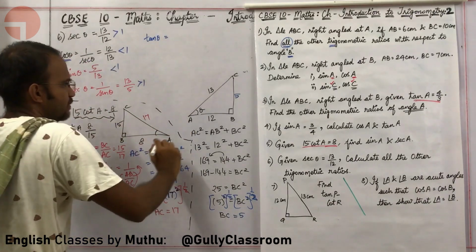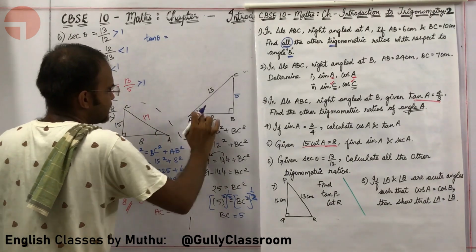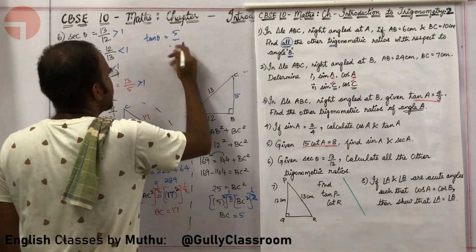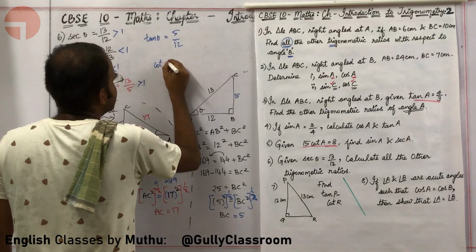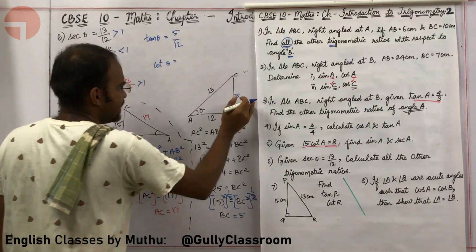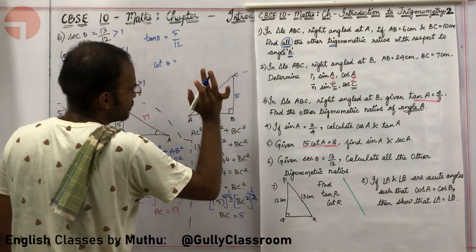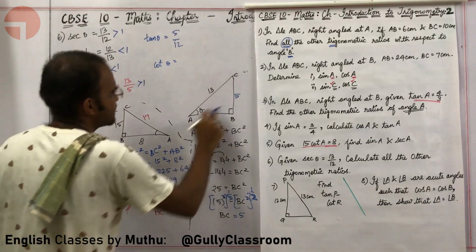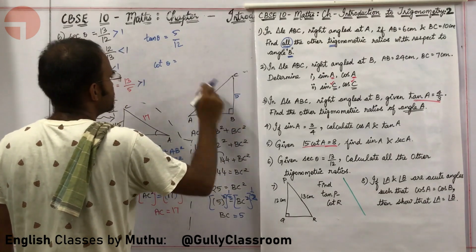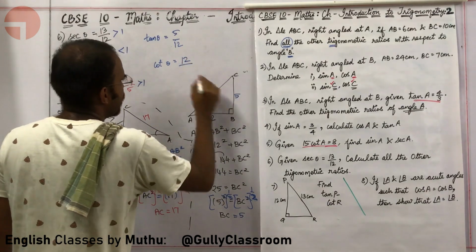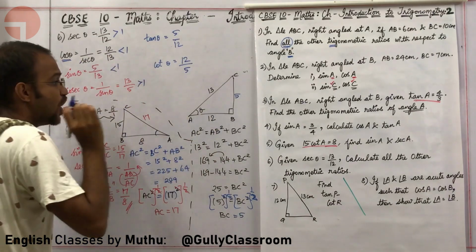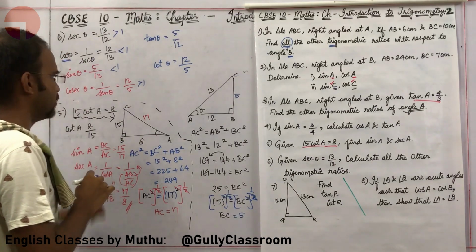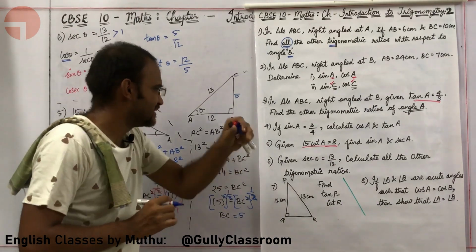Tan theta is nothing but opposite by adjacent. Opposite by adjacent, 5 by 12. Fine, sir. What about cot theta? The value of cot theta is nothing but adjacent by opposite. Adjacent by opposite. So adjacent is 12. Here opposite is 5. So I have found all the trigonometric ratios. With respect to secant theta, it is 13 by 12.